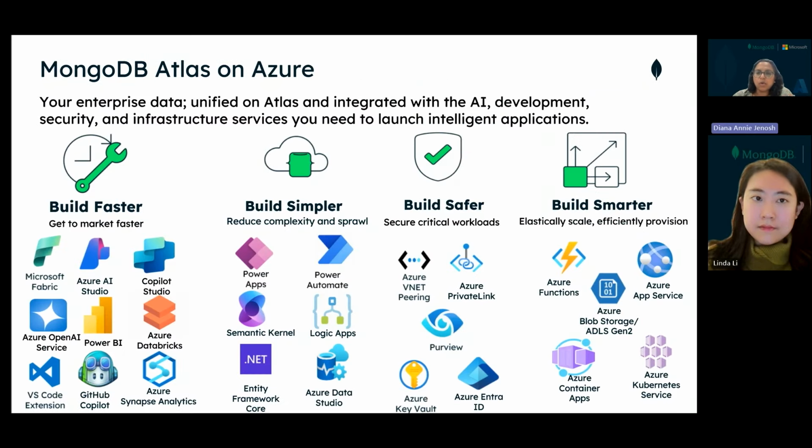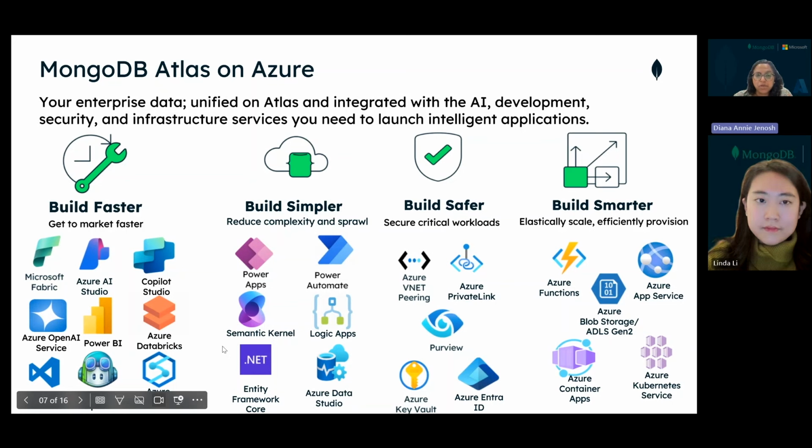Let us now look at how MongoDB is well integrated into the Azure ecosystem. Now, Build Faster aims to get to market faster with MongoDB Atlas on Azure. MongoDB Atlas is integrated with key Microsoft offerings such as Microsoft Fabric, Azure OpenAI Service, Power BI, Databricks, Synapse to build AI, generative AI, and analytic solutions easily. Azure AI Studio, Copilot Studio, VS Code extension, and GitHub Copilot help developers to build and launch these intelligent applications fast.